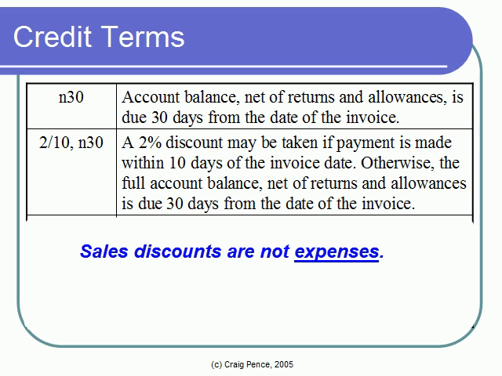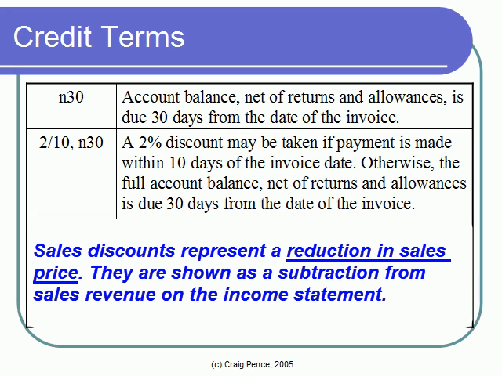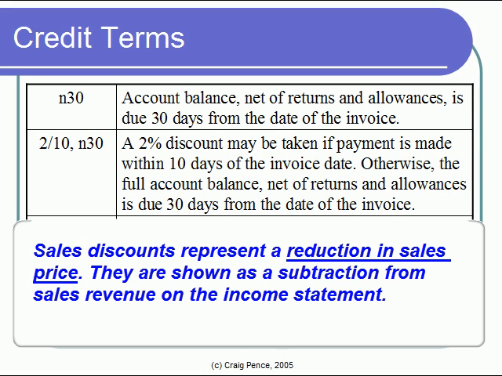Sales discounts are not expenses of the period. They instead represent another reduction in sales price that the seller provided to the buyer for early payment. We treat them as we did sales returns and allowances, as a reduction in sales, and we record them in a contra account called sales discounts. This account is listed on our income statement along with sales returns and allowances. Both are subtracted from sales to determine the net sales of the period.